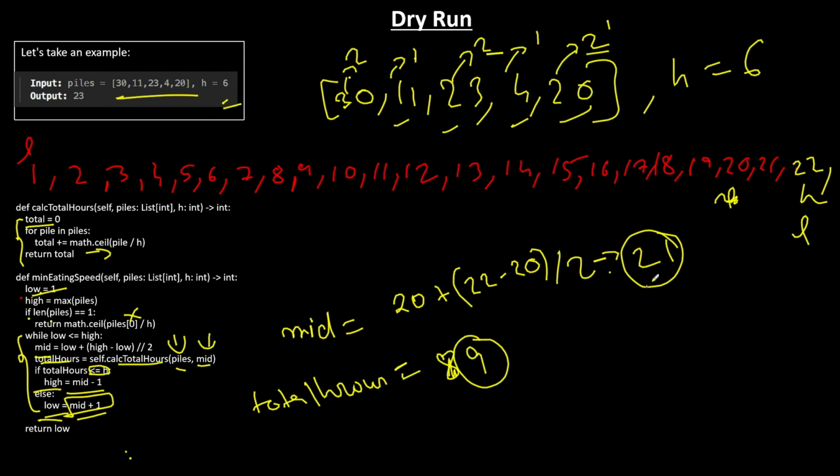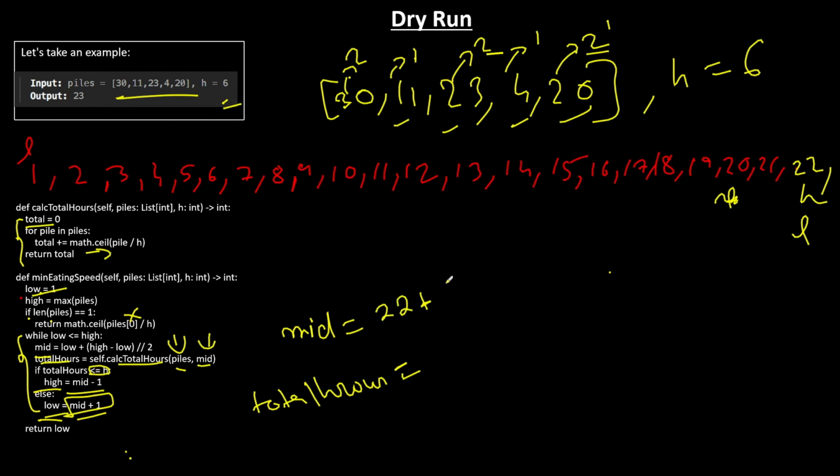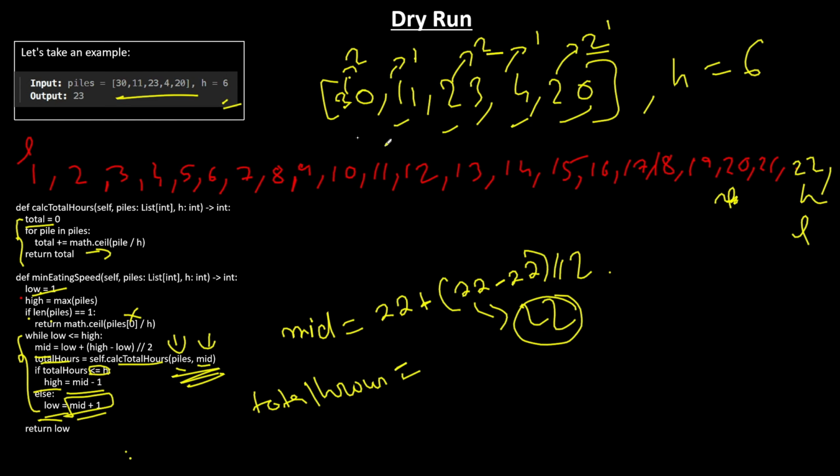Okay, let's calculate the mid again. It is 22 plus (22 minus 22) divided by 2, gives 22, right? Then we pass this function here again. Again, we will come back. It will take 2 hours to divide 30, 1 hour for 11. 23, it will take 2 hours, same. 4, 1 hour. 20 also 2 hours. Again, it sums up to 2 plus 2, 4, 5, 6, 7, 8. Sorry, it was 8. Earlier also it was 8, not 9. Okay, 8. So again, 8 is greater than this value. So what will happen? Low will become mid plus 1. So now low value is 23.